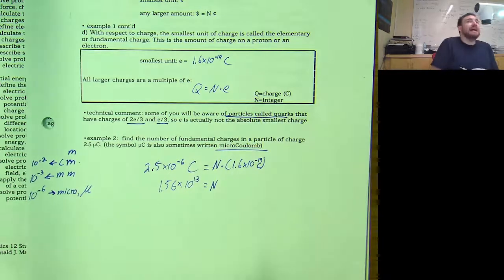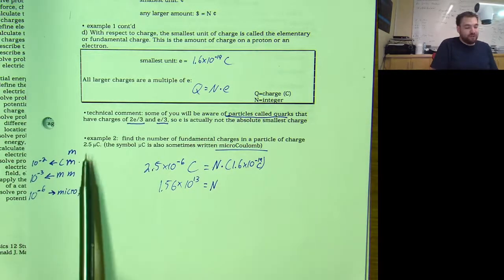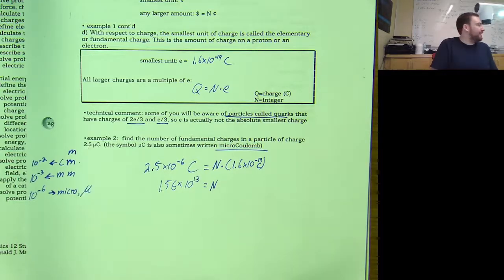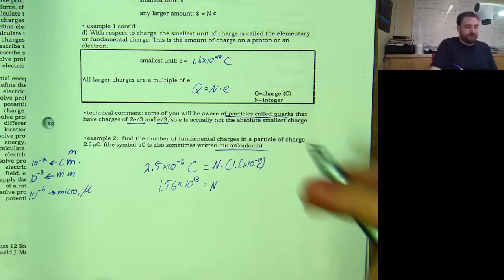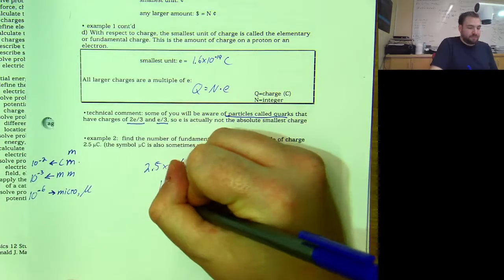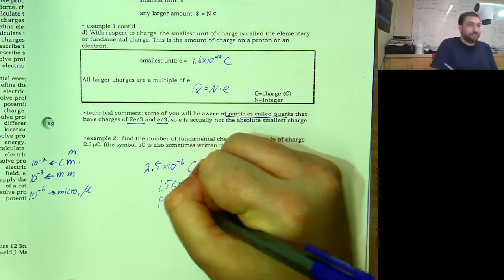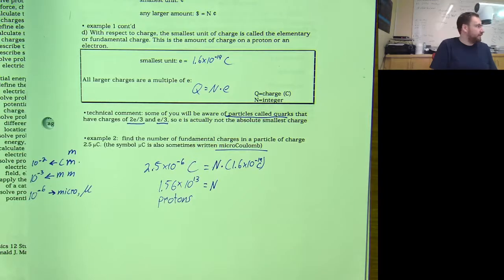That's 10 to the 13. And we know what kind of particle that has to be because originally they said 2.5 microcoulombs. There is no negative in front of it, so the implication is that this is positive. So I have 1.56 times 10 to the 13. What kind of particle? It's positive, so the positive elementary charge is a proton. Cool, yes? Relatively straightforward?